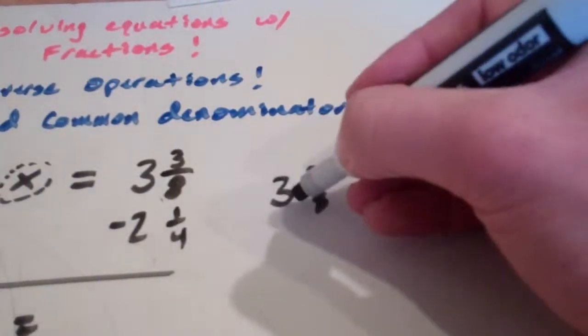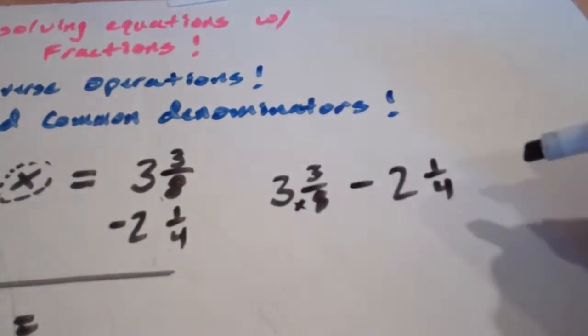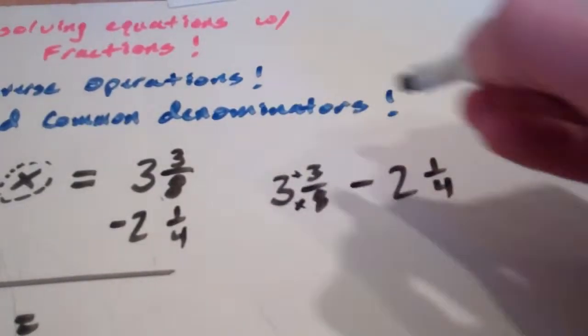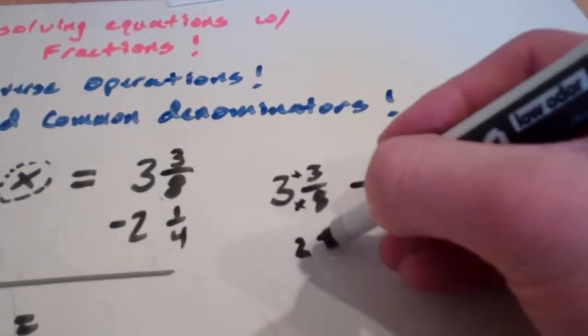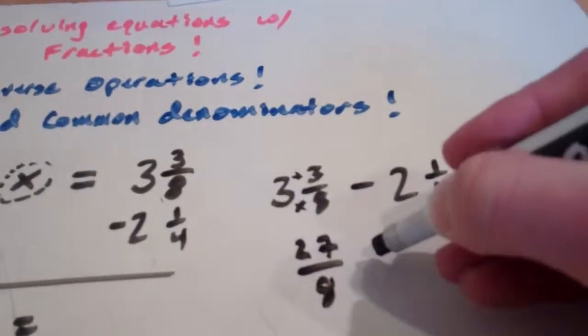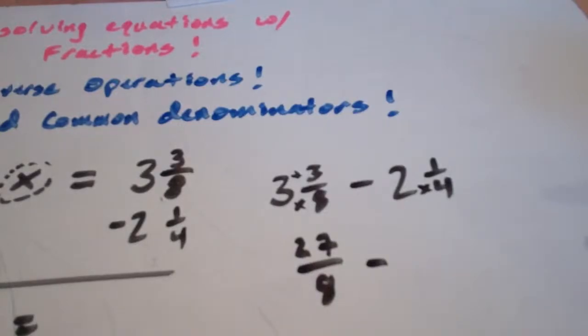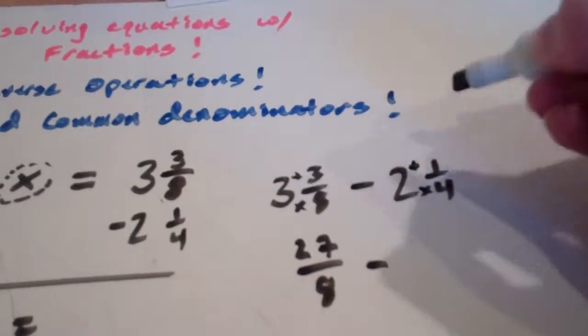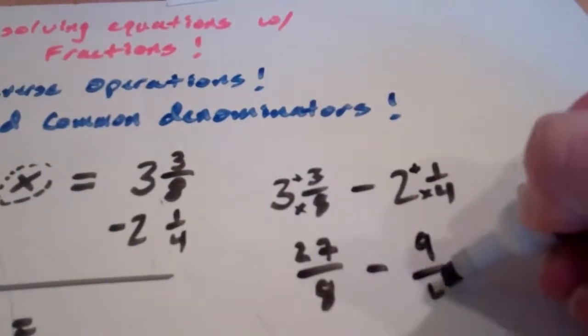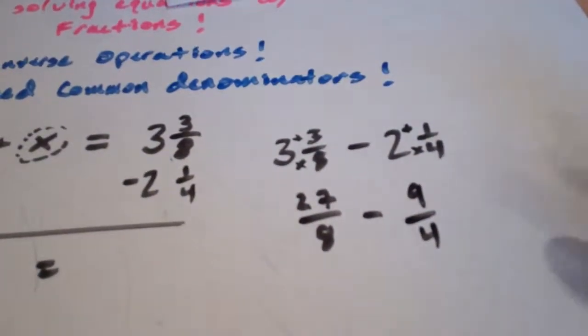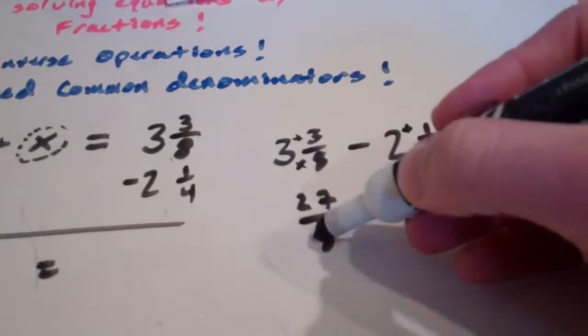So 3 3/8, I'm going to multiply the bottom. 3 times 8 is 24, plus 3 is 27, all over 8. And 2 1/4, I'm going to change that to improper. I'm going to multiply the bottom. 2 times 4 is 8, plus 1 is 9, all over 4. Now they're both improper, and I need a common denominator.